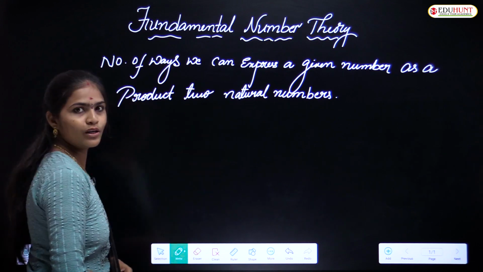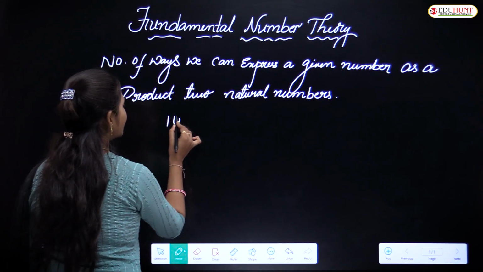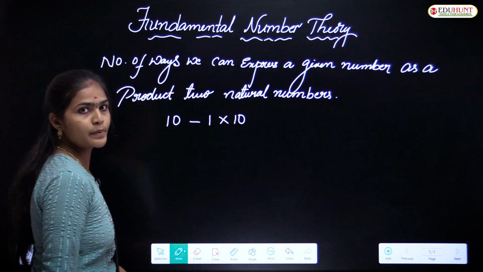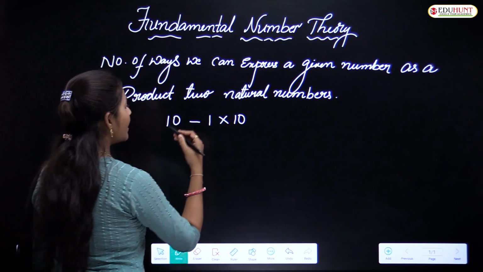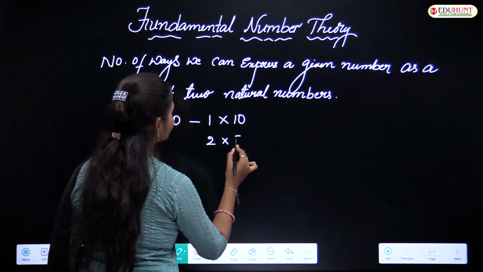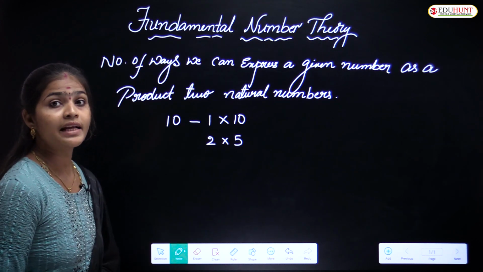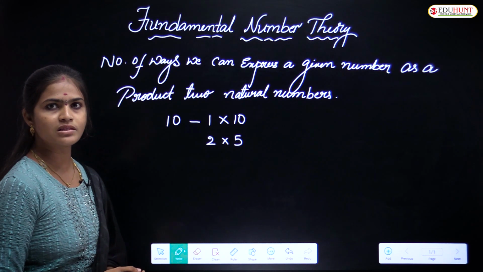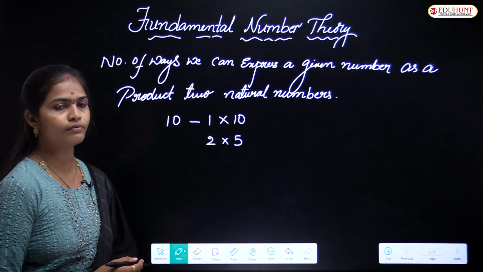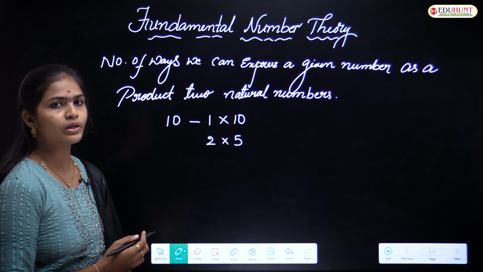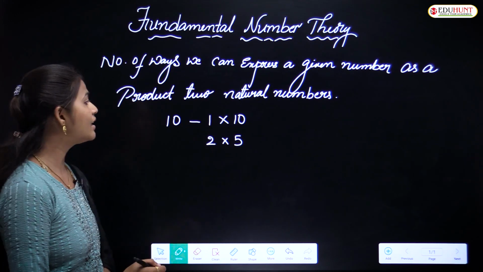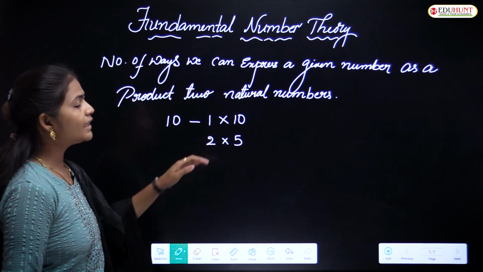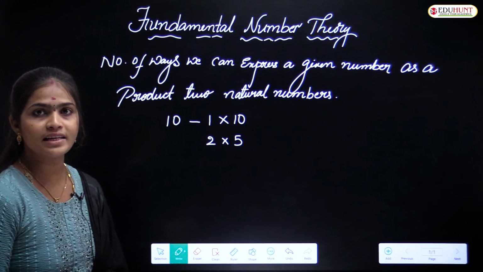So what is the meaning of this one? Just take 10. We can express 10 as 1 into 10. Another one, 2 into 5. Is there any other way to express this? 5 into 2, 10 into 1. Again we are taking the same numbers, so just take only one order and don't take the converse. So here 1 into 10, 2 into 5. Is there any other way to express this number? No way.